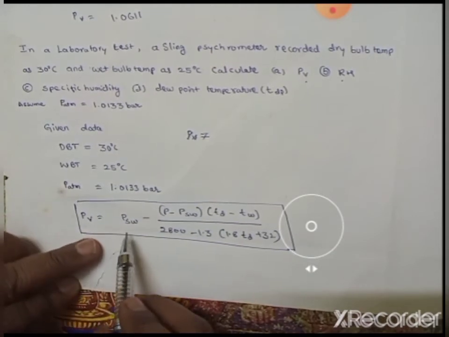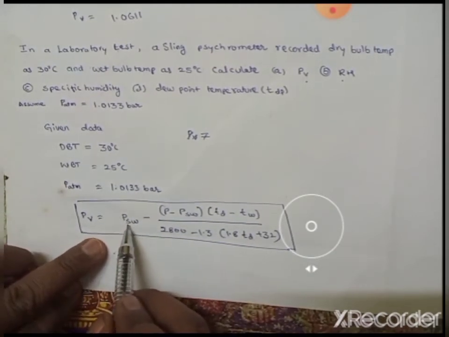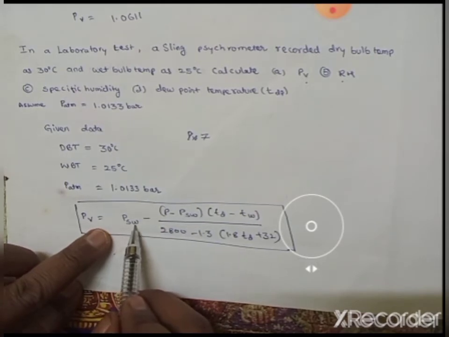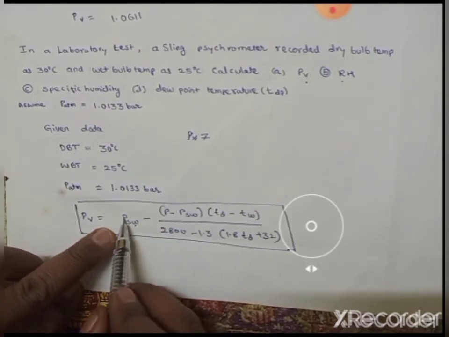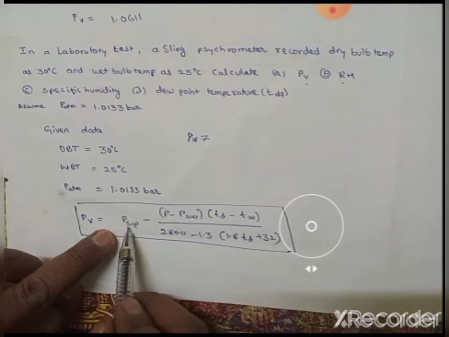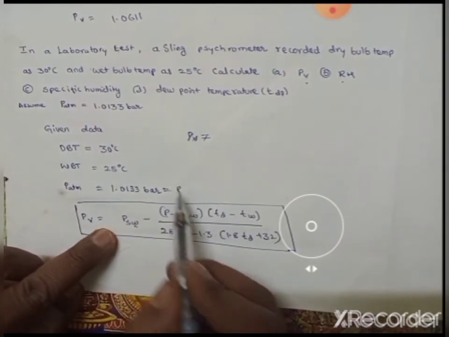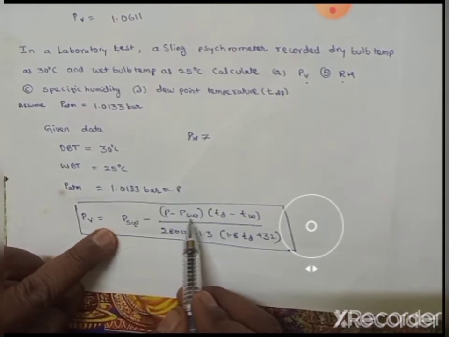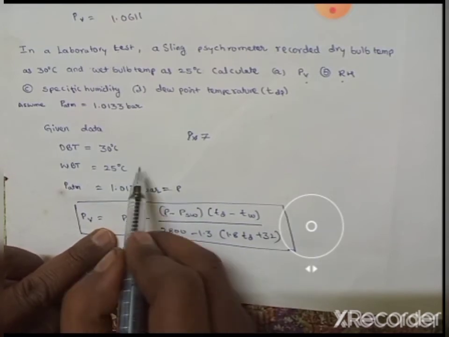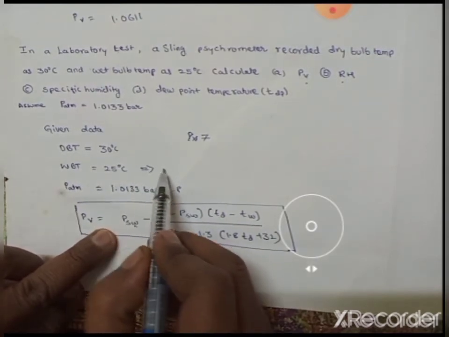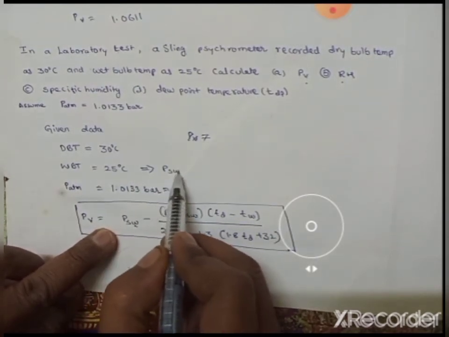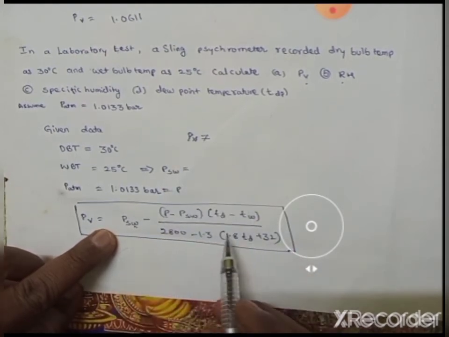Here the values are: PSW, the saturated pressure at the wet bulb temperature, and P, the total pressure of the atmosphere, or atmospheric pressure. So PSW is again the saturated pressure corresponding to the wet bulb temperature, and we need to collect it from steam tables.